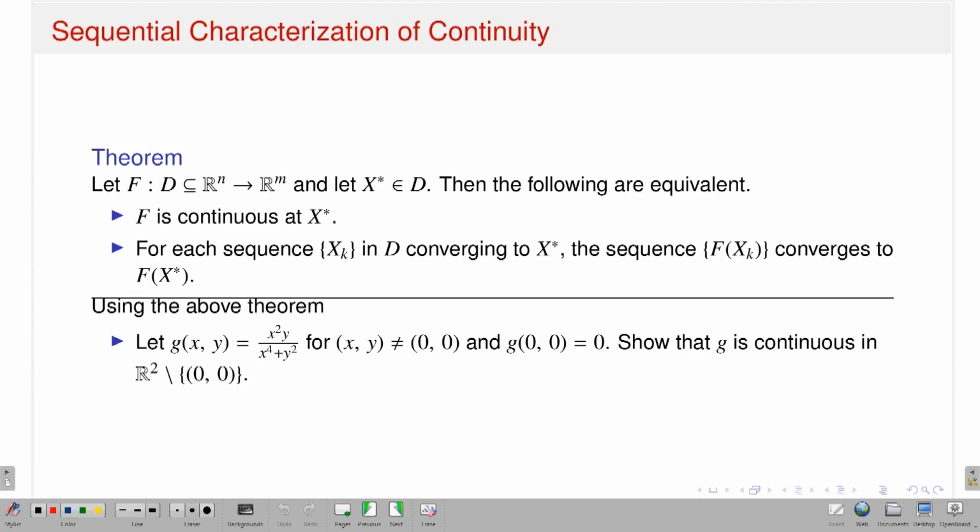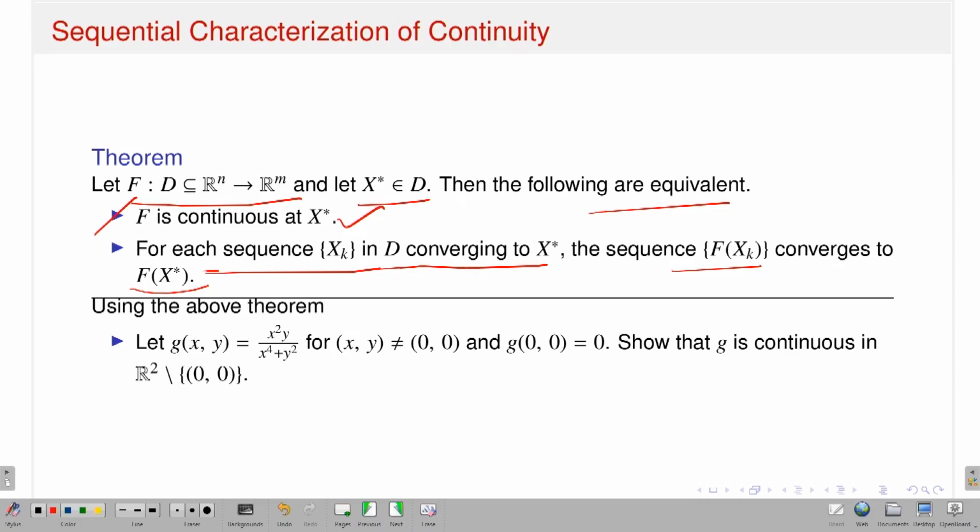A similar sort of theorem you can have in the context of continuity. So let capital F be a function from Rn to Rm. Take a point x star in D. The following two statements are equivalent. Capital F is continuous at the point x star, and for each sequence xk in D, whenever it converges to x star, the sequence f of xk converges to f of x star. Okay, so this is the sequential criteria for the existence of continuity.